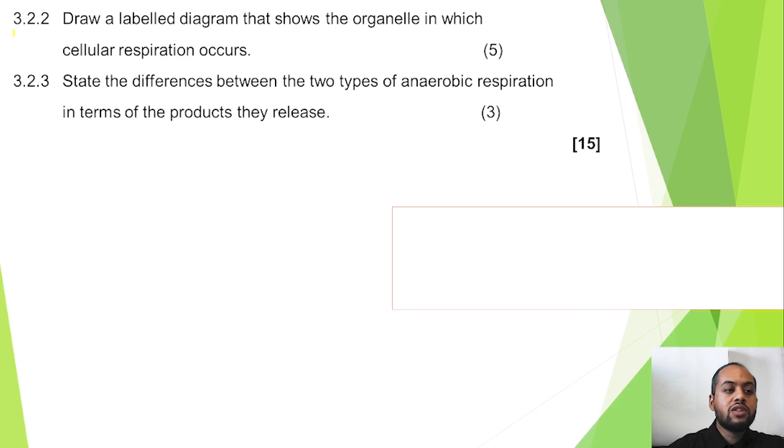The next question looks at 3.2.2, where you are drawing a labelled diagram that shows the organelle in which cellular respiration occurs. A labelled diagram of the organelle in which cellular respiration occurs, 5 marks. The organelle in which cellular respiration occurs is the mitochondria. Therefore, we draw the mitochondria for 3.2.2.